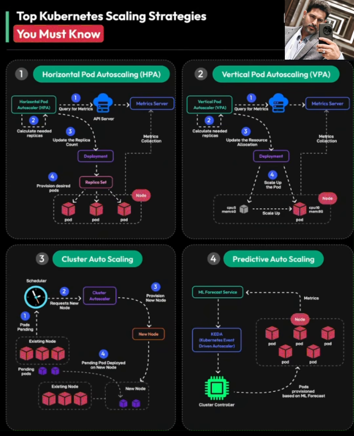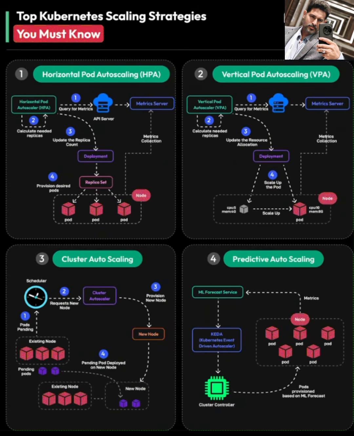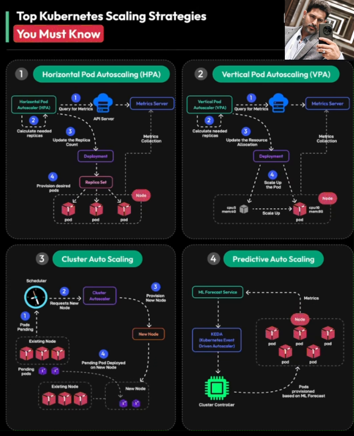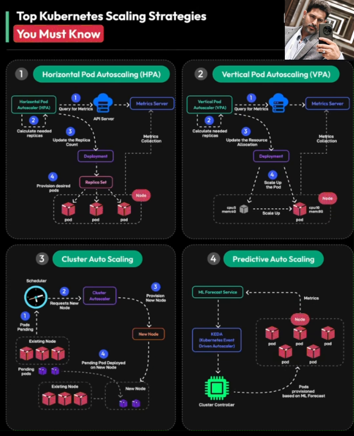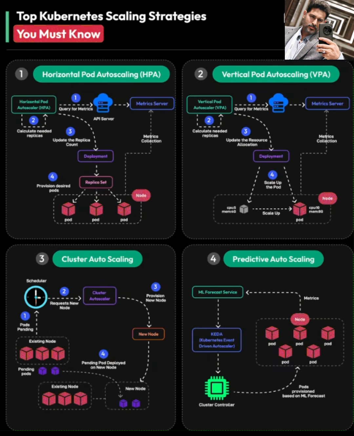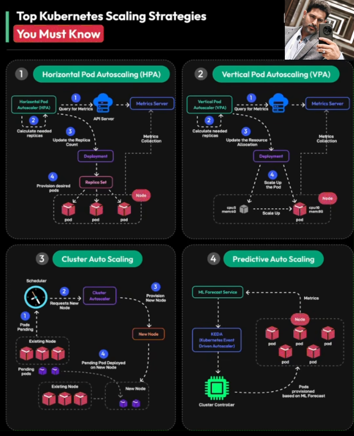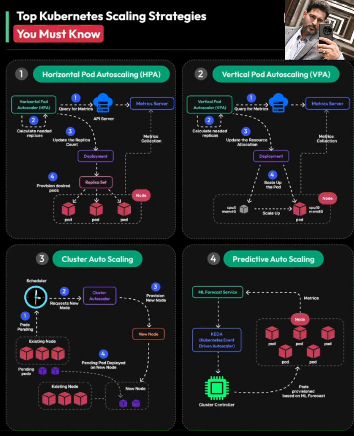1. Horizontal pod autoscaling, HPA. Scale out like a boss. HPA is the most common strategy and your first defense against fluctuating demand. It automatically adjusts the number of pod replicas in a deployment, stateful set, or replica set based on real-time metrics. How it works: it queries the metrics server via Kubernetes Metrics API for metrics like CPU or memory.